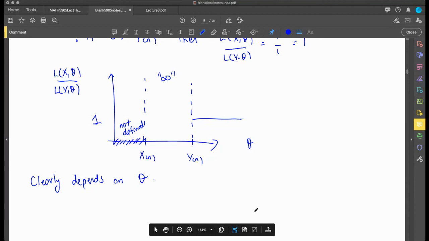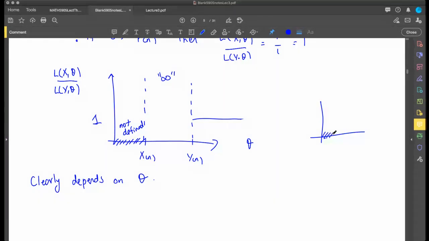When it won't depend on theta is when the maximum of my x equals the maximum of my y, because then this gap in the middle is going to be removed, right? And then you'll just have something that's not defined here and then just takes the value 1. So where the function is defined, it's constant with respect to theta. That only occurs when x subscript n in brackets equals y subscript n in brackets.